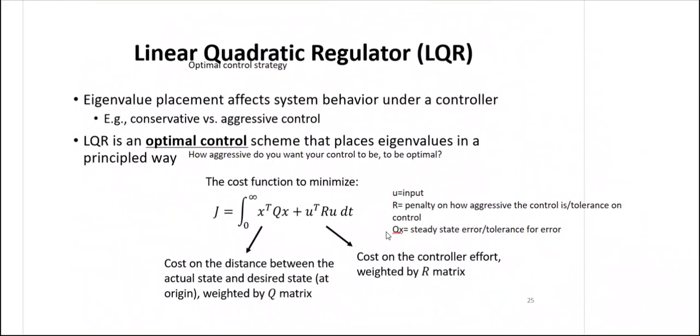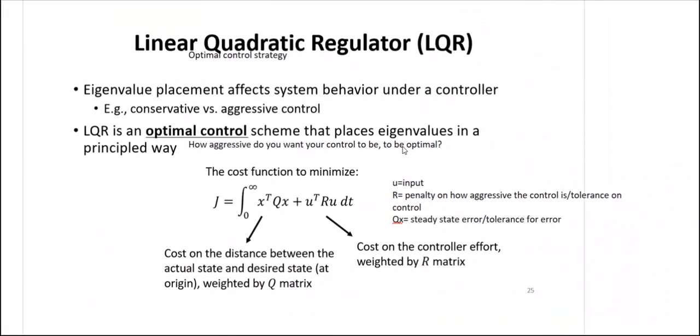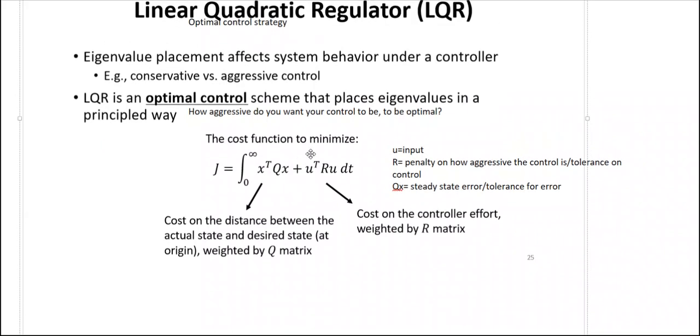So LQR, the linear quadratic regulator, is an optimal control strategy. Eigenvalue placement affects the system's behavior under a controller, and we saw an example of conservative versus aggressive control. LQR is an optimal control scheme that places eigenvalues in a principled way. It's really asking how aggressive you want your control to be for it to be optimal. In the cost function, u is the input, and R is the penalty on how aggressive the control is.